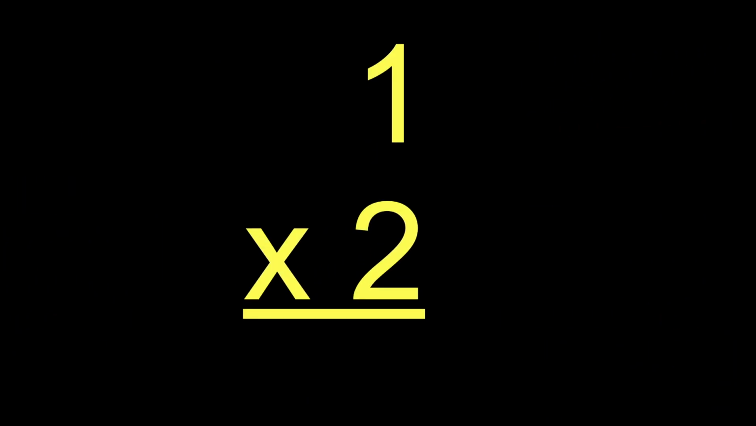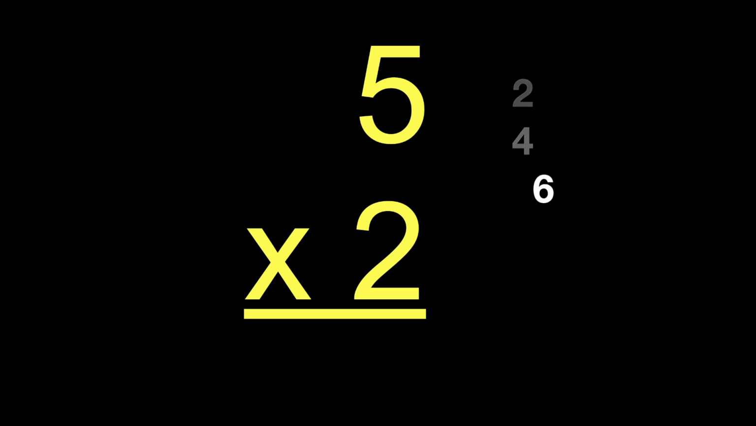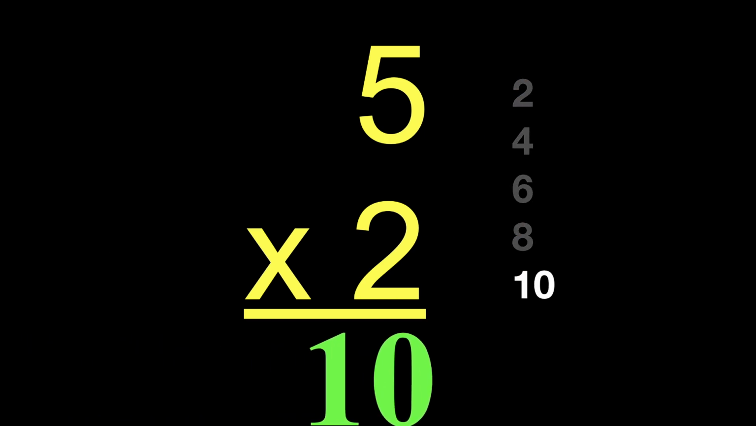Oh, I finally got an easy one. Yeah. 1 times 2. That's easy. That's just the 1 rule. Anything times 1 is itself. Sure. 5 times 2, you probably remember from before. It's going to be 10, but let's count anyway. Ready? 2, 4, 6, 8, 10. Nice job, everybody.